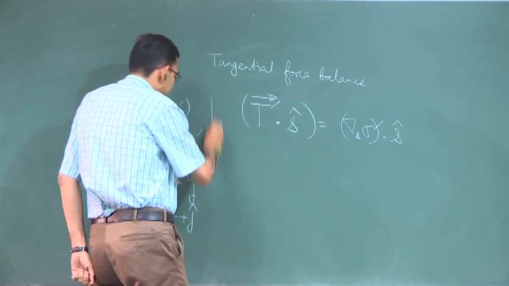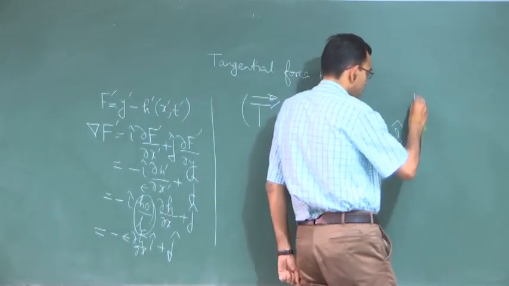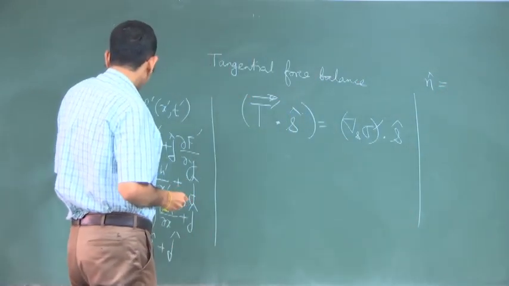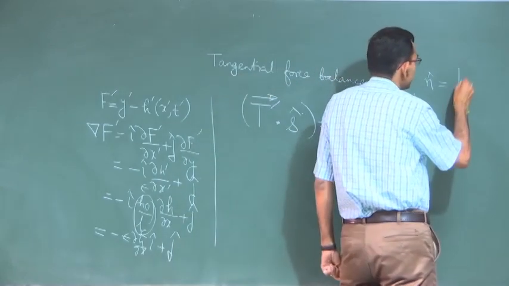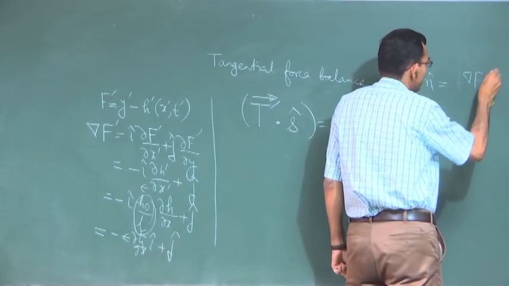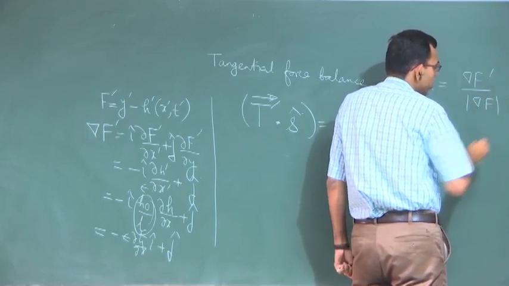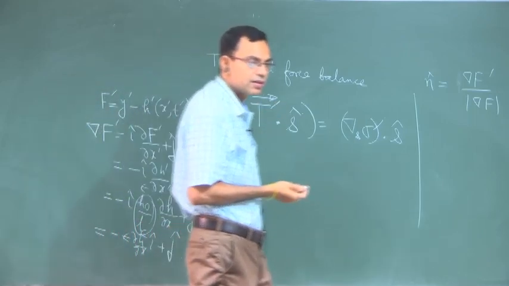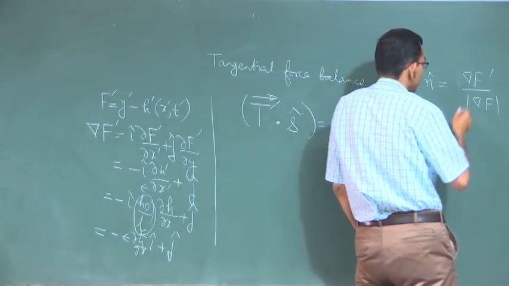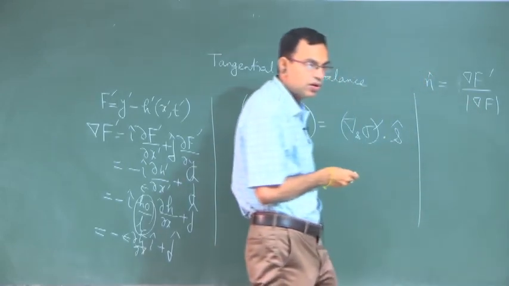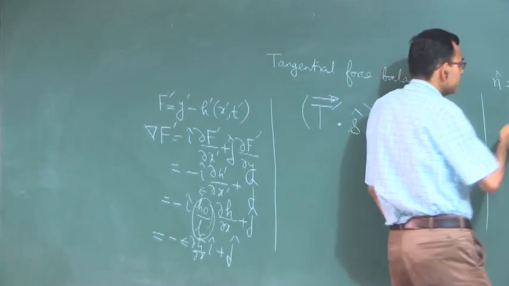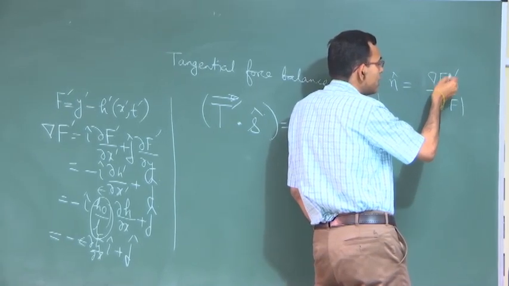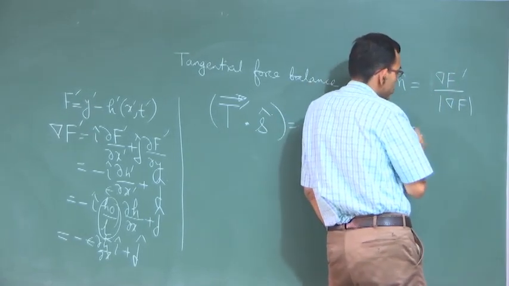If that be the case, what is the unit normal vector? This is in the direction of n, so this is grad f by mod of grad f. This is a unit vector in the direction normal to the interface. f is along the interface, therefore grad f is normal to the interface.